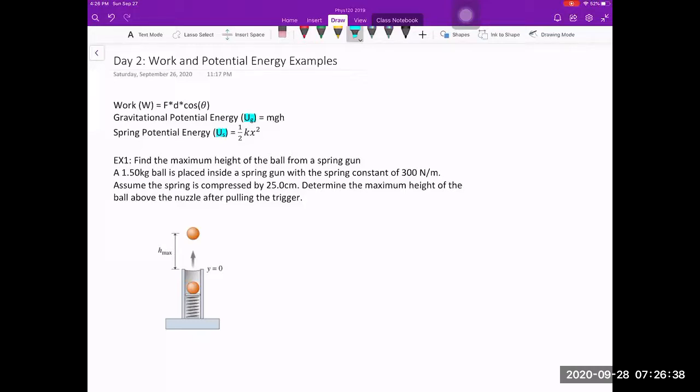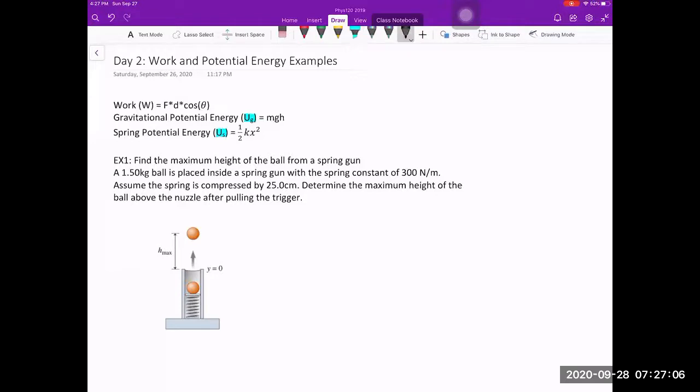The work is defined as the force times displacement multiplied by the cosine of the angle, where the angle is between the force and the direction of the motion. Now, let's look at the example. But before we go into the example, let me just write down the work and potential energy equation, or the work and energy equation.